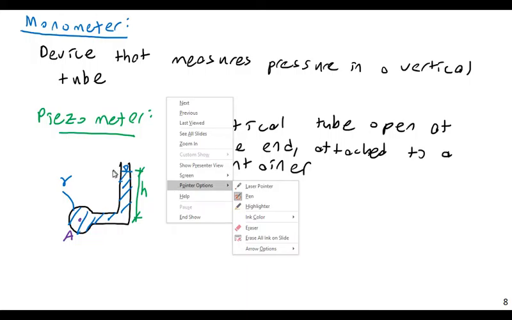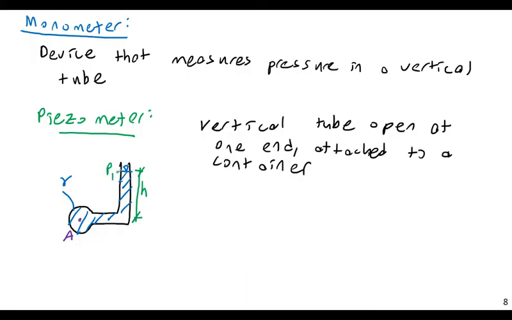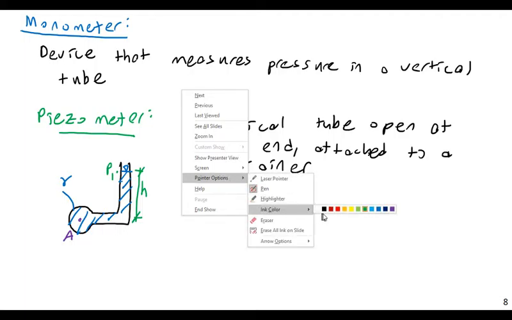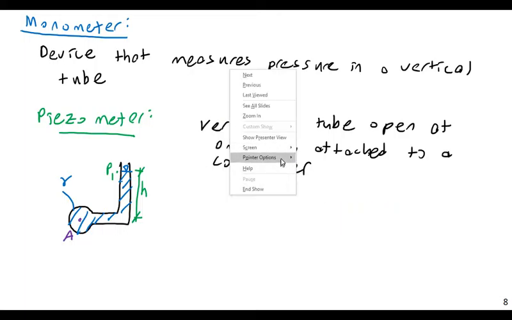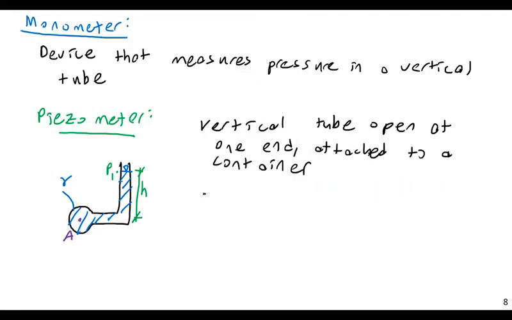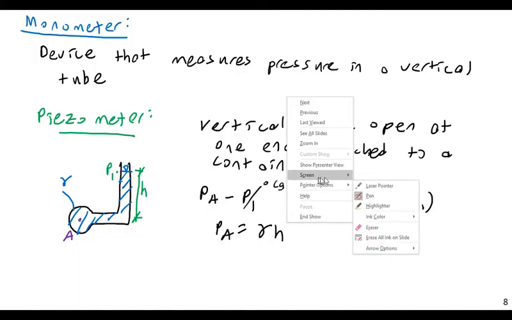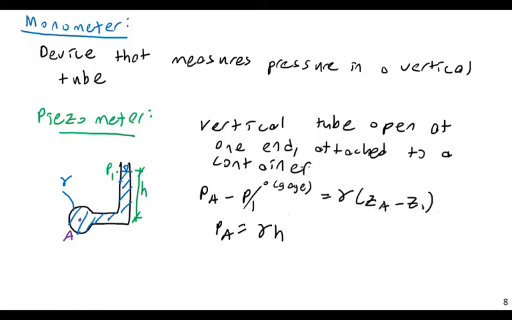I'm going to call this one maybe point 1. So since we're going to use gauge pressure here, I'm going to say PA minus P1, which is 0 because gauge. And this is going to be equal to gamma times ZA minus Z1. And we'll get PA equals gamma H. Again, this being a gauge pressure.